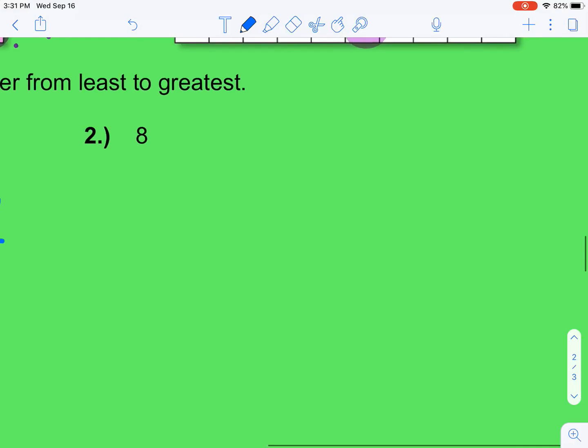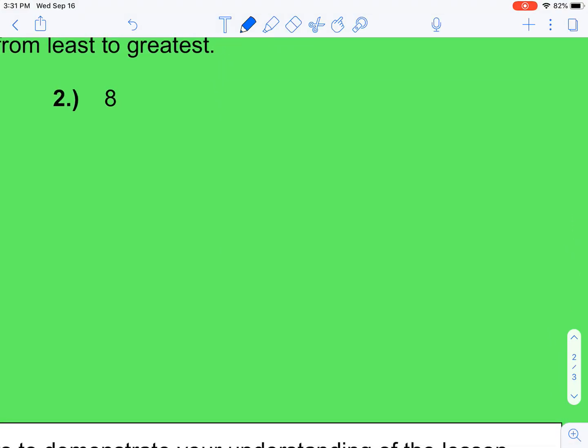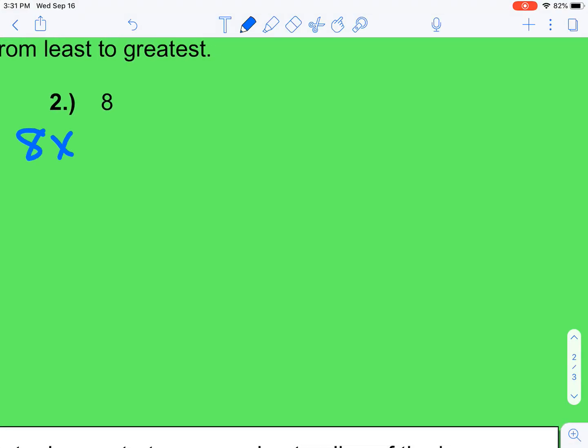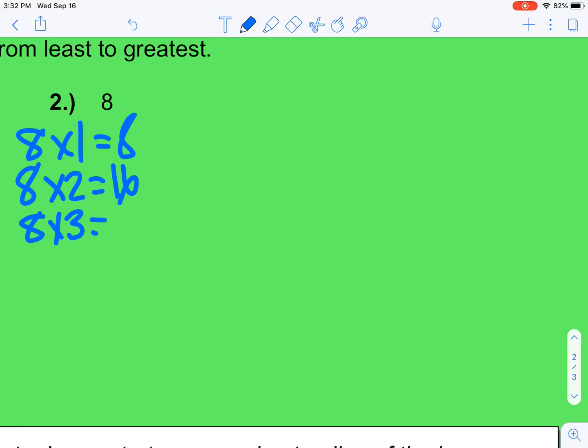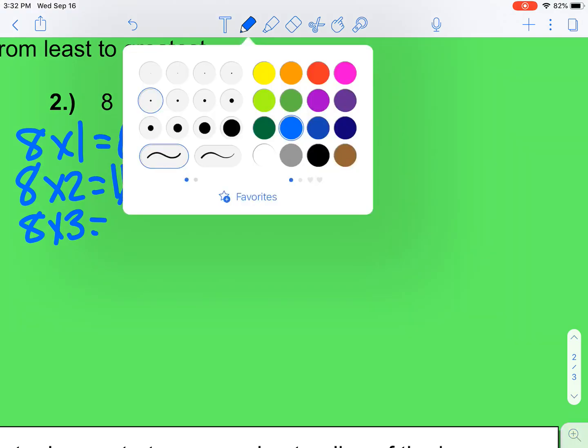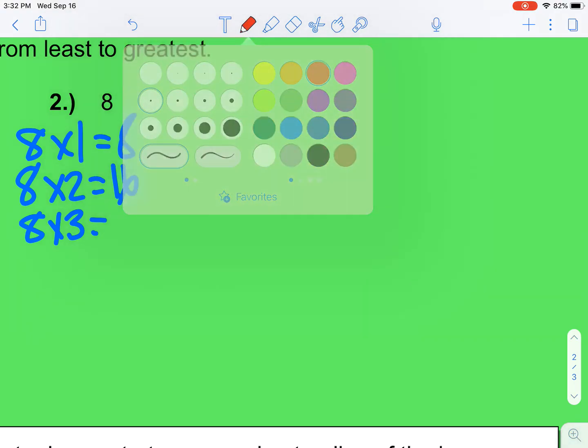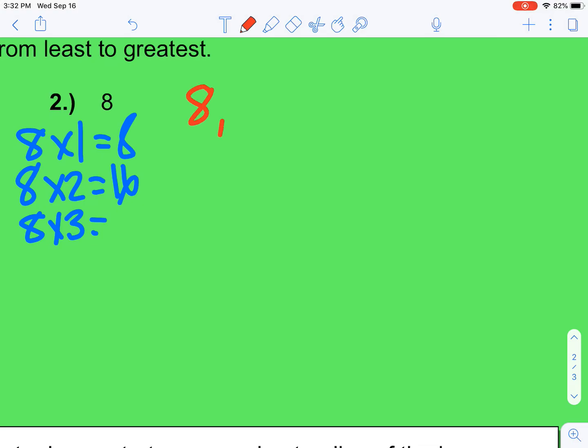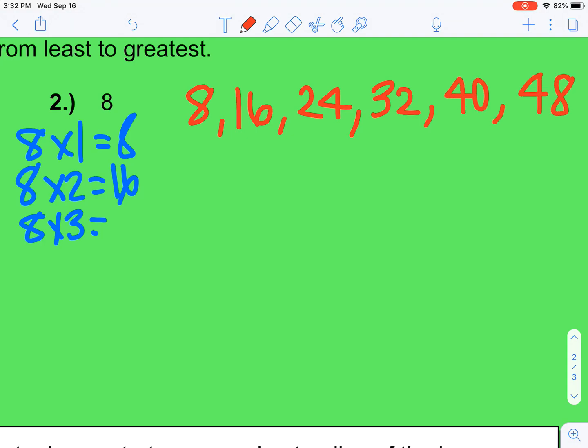So now we're going to do the same thing, but this time we're going to do it with 8. So again, if you want to, you can write 8 times 1, 8. 8 times 2, 16. 8 times 3. If they don't stick out really well in your brain, okay? So I already know most of my multiples of 8. So my first one is always 8. And then 8 times 2 is 16. 8 times 3 is 24. 8 times 4 is 32. 8 times 5 is 40.